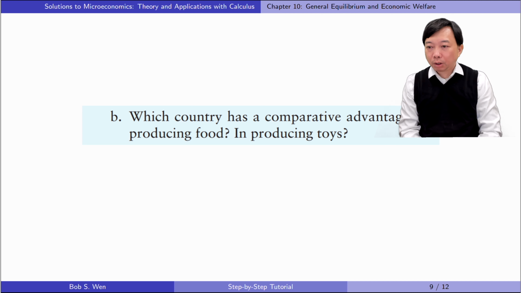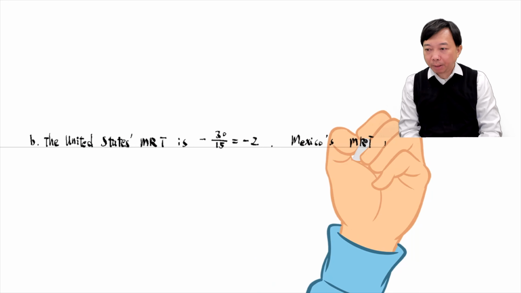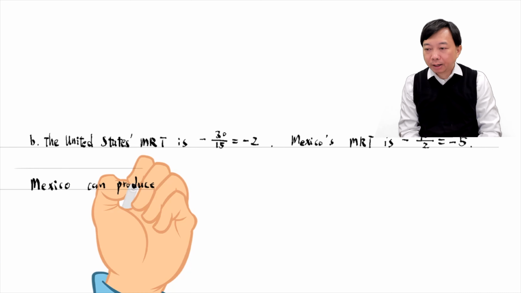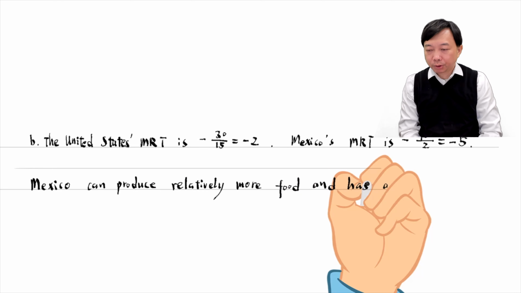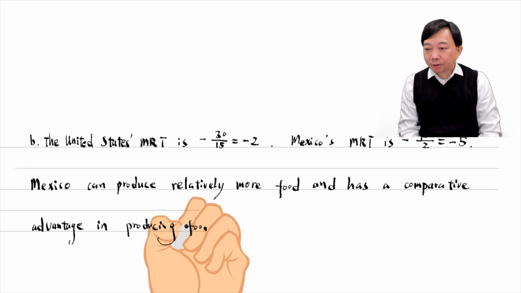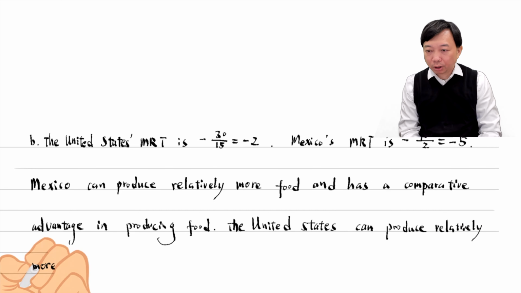In Part B, which country has a comparative advantage in producing food, in producing toys? The United States' marginal rate of transformation is -2. Mexico's marginal rate of transformation is -5. Mexico can produce relatively more food and has a comparative advantage in producing food. The United States can produce relatively more toys and has a comparative advantage in producing toys.